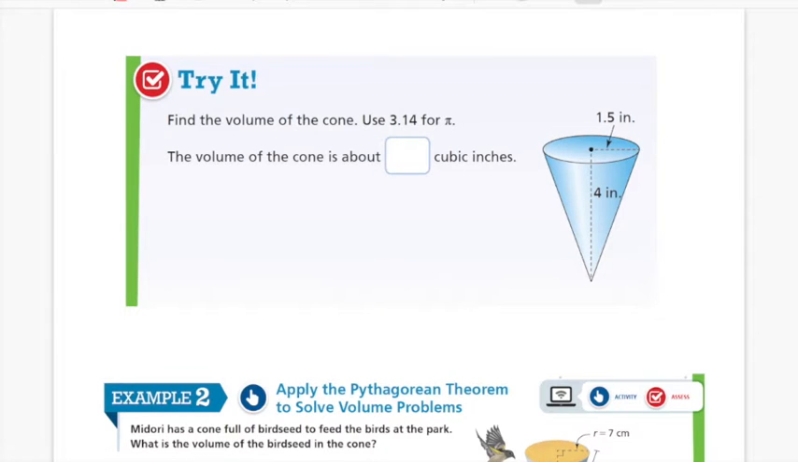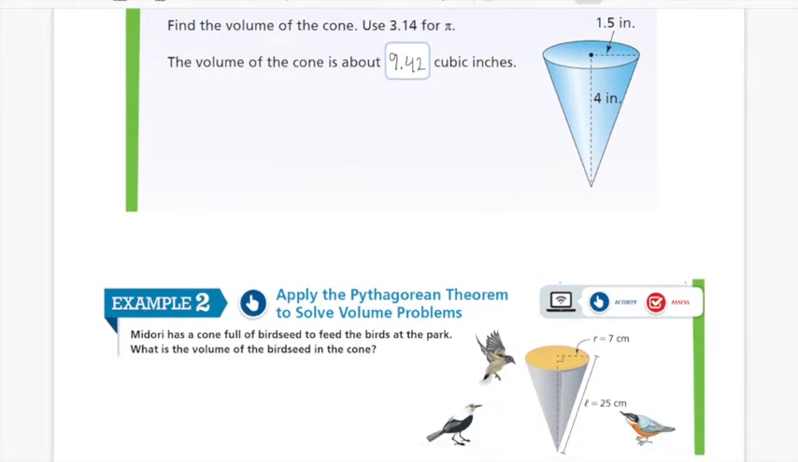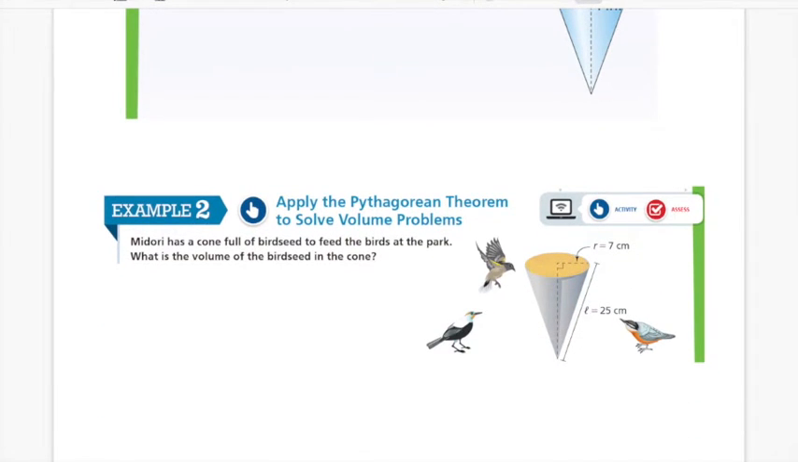So you should have gotten 9.42. All right, now we're going to use the Pythagorean theorem to solve the volume problems.